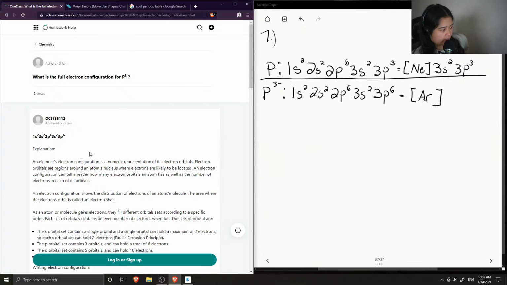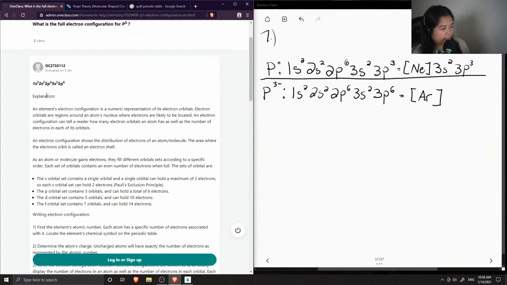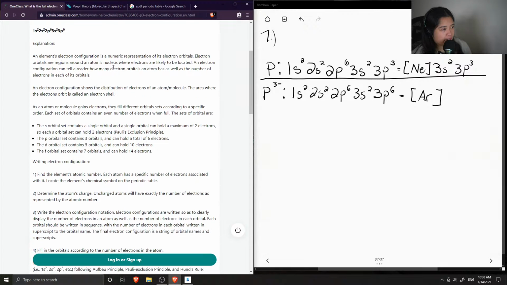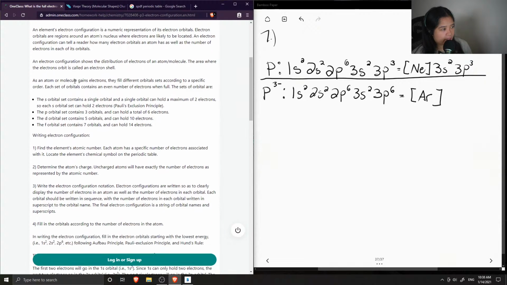So the junior tutor said 1s2, 2s2, 2p6, 3s2, 3p6, which is correct. And then they explained why. An element's electron configuration is a numeric representation of its electron orbitals, which are regions around an atom's nucleus where electrons are likely to be located. It tells us how many electron orbitals an atom has, as well as the number of electrons in each of its orbitals. It shows the distribution of electrons of an atom. The area where the electrons orbit is called an electron shell.